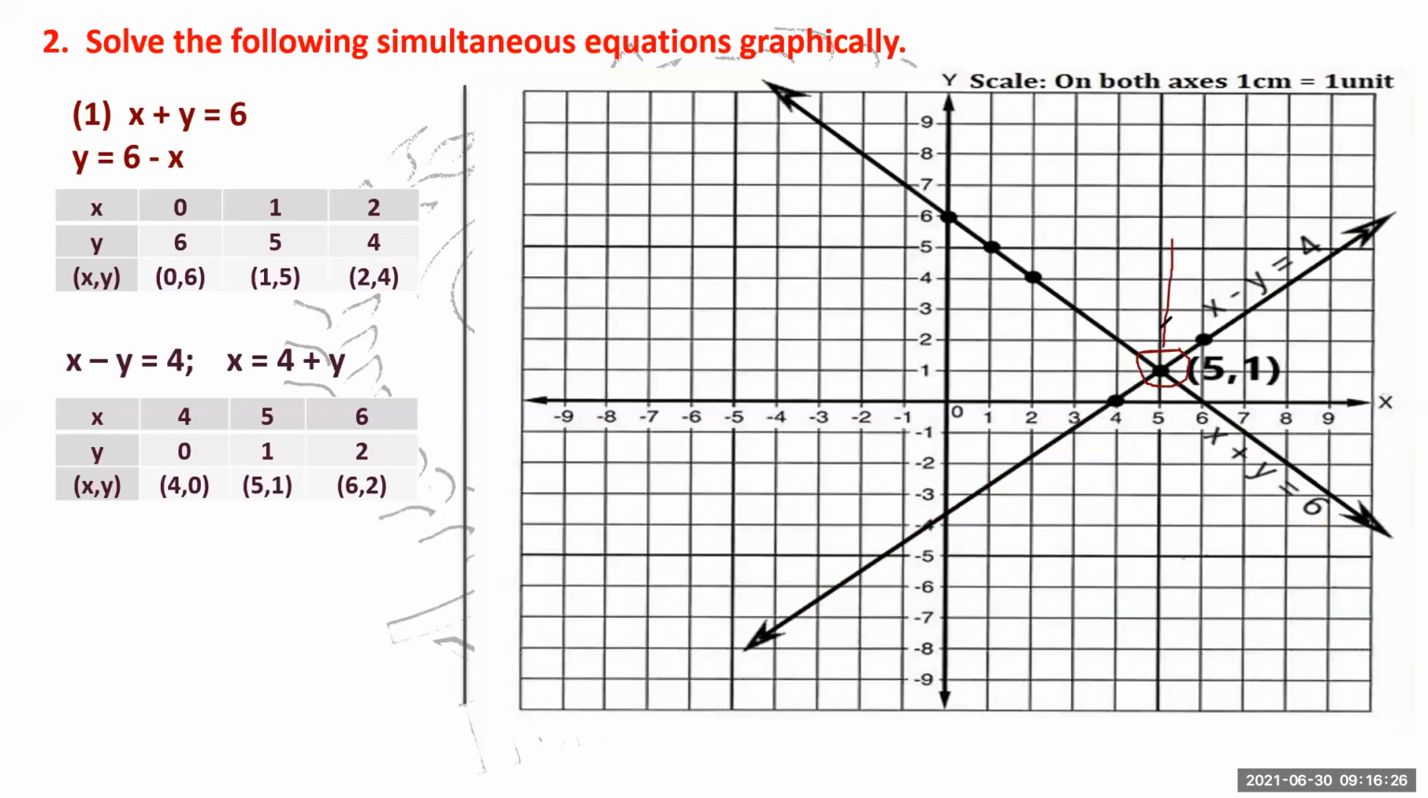So this point of intersection is nothing but the solution of this equation. Understood? So the solution for equations x plus y equals 6 and x minus y equals 4 is 5, 1. The point of intersection of the 2 lines is 5, 1. So in this way your graph is complete.